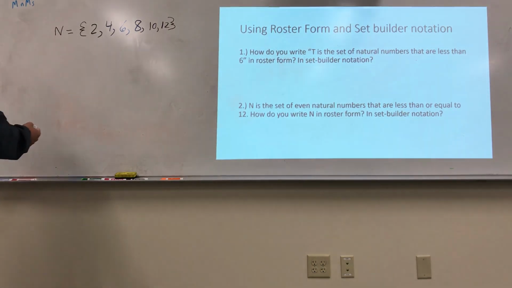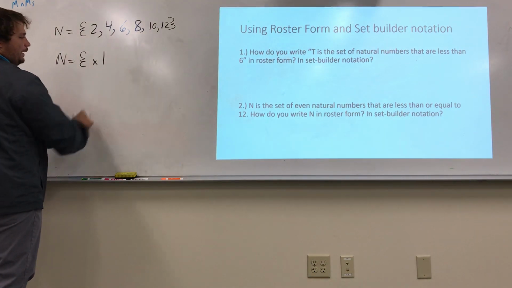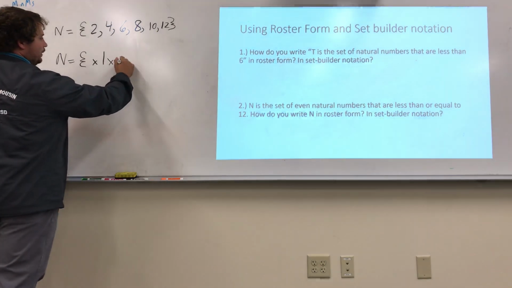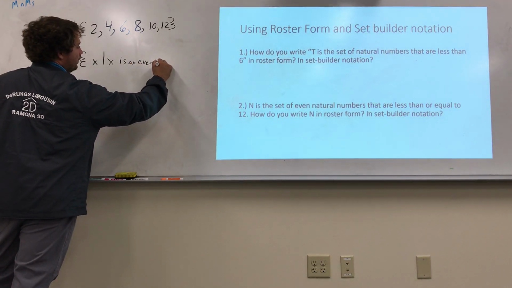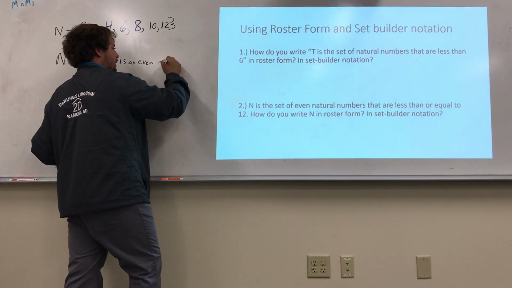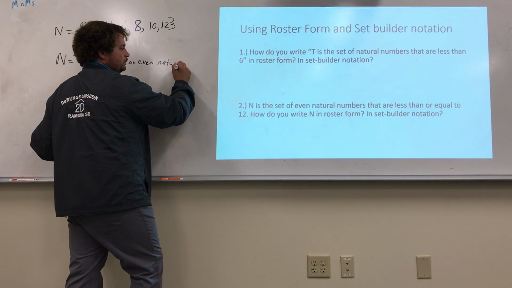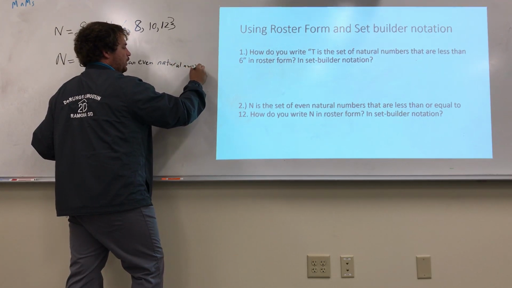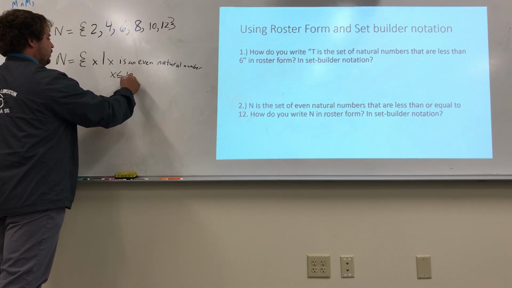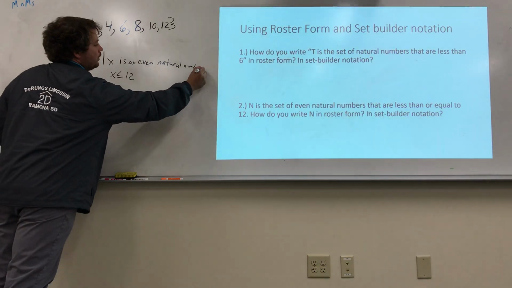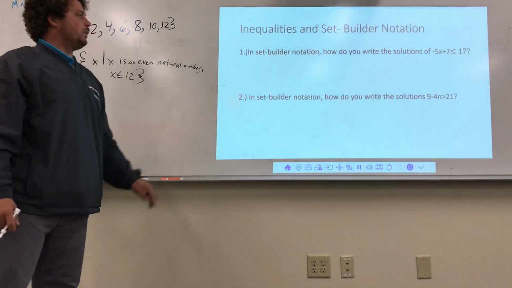Okay? Now if you remember set builder notation, N equals brace, you can have x, your line down it saying it's an element, x is an even natural number, and it has to be x is less than or equal to 12. There is that one. Okay.